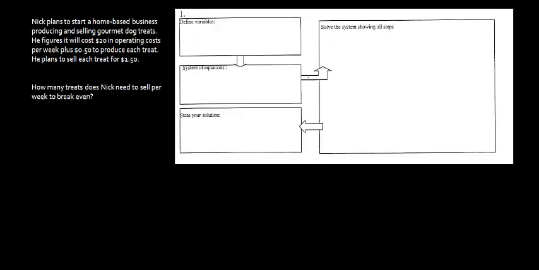Nick plans to start a home-based business producing and selling gourmet dog treats. He figures it will cost $20 in operating costs per week plus 50 cents to produce each treat. He plans to sell each treat for $1.50. How many treats does Nick need to sell per week to break even?